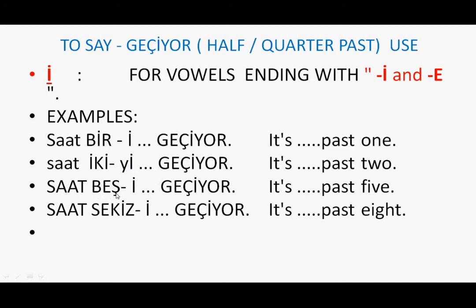Saat 5. Look, letter E. Okay, I don't want to confuse your mind, so I will say all letters in English to help you learn easily. Look, E letter here, as I said before, if it finishes with E vowel, so we put I. Look, there is I. Okay, guys, this is the suffix. Saat 5'i blah blah geçiyor. Saat 8'i blah blah geçiyor. So this is the vowel suffix I.